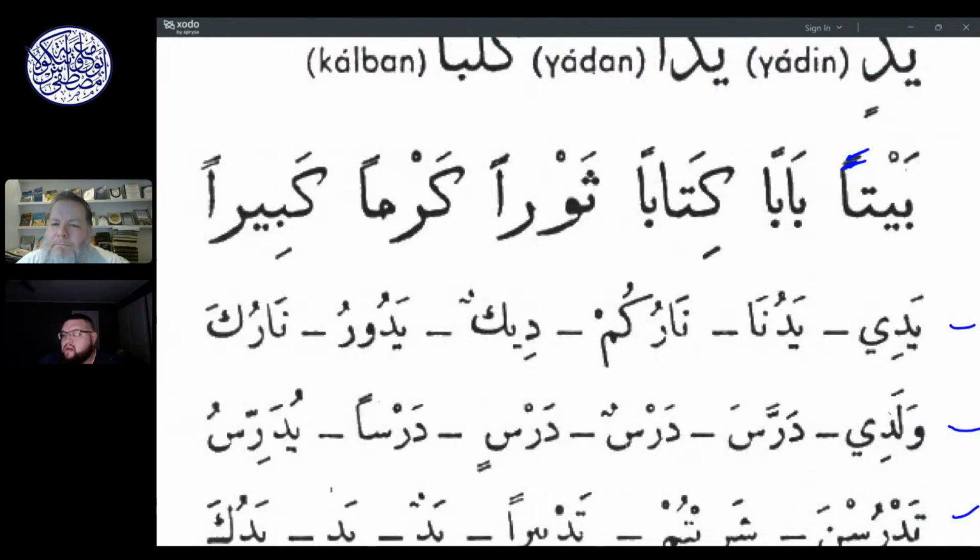Baban. Baban. Yeah. This first one, just hold it a little longer. Baban. Because it has this aleph, which makes it longer, right? Right. Baban. Good job. Kitaban. Kitaban. Kitab. Exactly. Thauran.